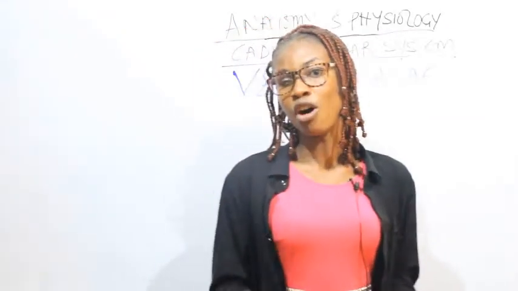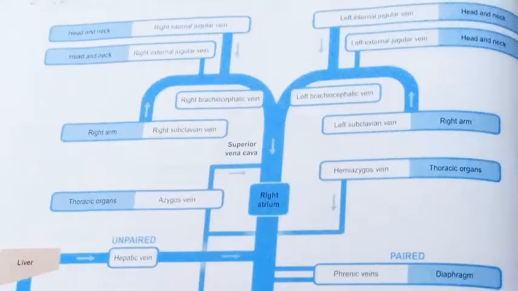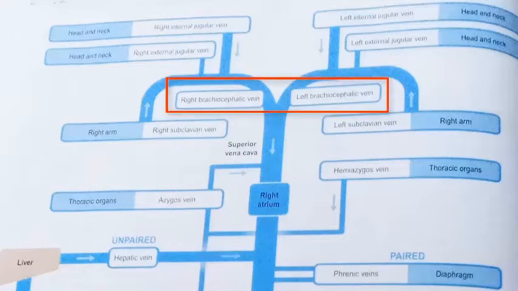Alright then, on the diagram, we said the superior vena cava is actually about 7 centimeters long. It receives blood from this branch, the left and the right brachiocephalic veins.